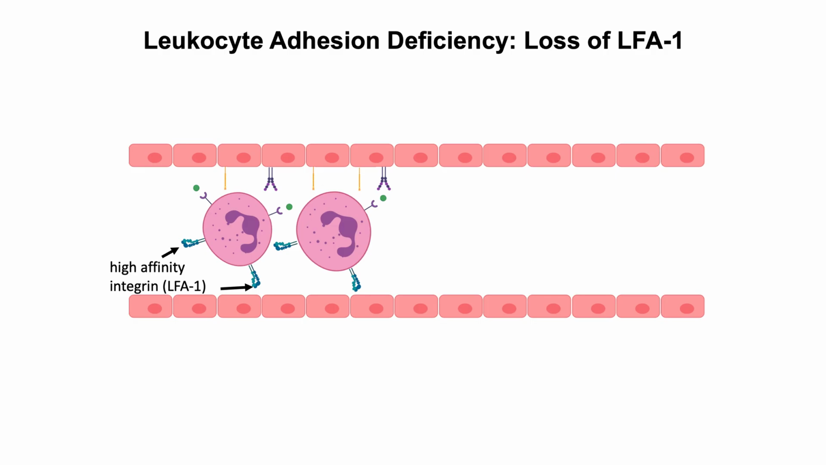The second defect in the innate immune response that I want to mention briefly is called leukocyte adhesion deficiency, and this results from a loss of this molecule called LFA1. LFA1 is an integrin that mediates the adherence of leukocytes as they travel through endothelial cells to the endothelial barrier at sites of inflammation. This adherence, this firm adherence, is required for these leukocytes to stop and migrate across the endothelial barrier into tissues where they can then migrate to the site of infection.